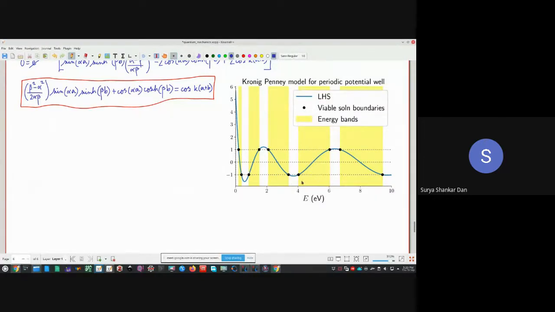Yellows are the possible band. तो यानी कि this 4 से 6 तक probably it is a conduction band. 2 to let us say 3.5 तक is the valence band. We will learn about this as we go along.